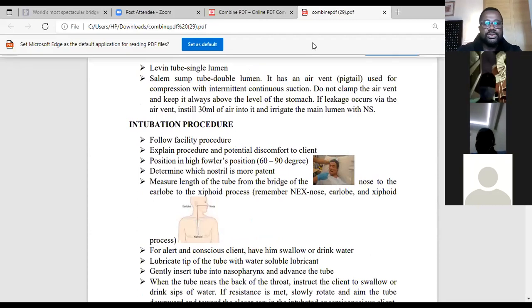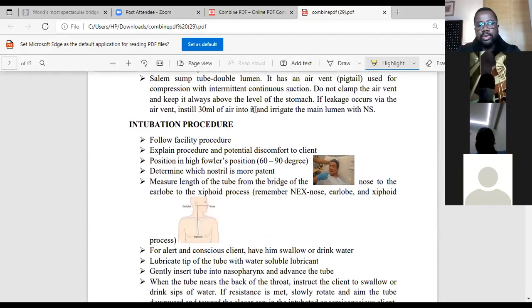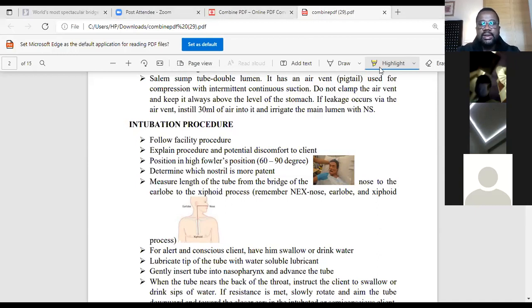I want this class to be as short as possible. It shouldn't be more than 1 hour, and it is very long. I'll try to go as fast as possible. And let's look at the procedure on how to insert the NG tube. This is a very important area, how to insert the NG tube.